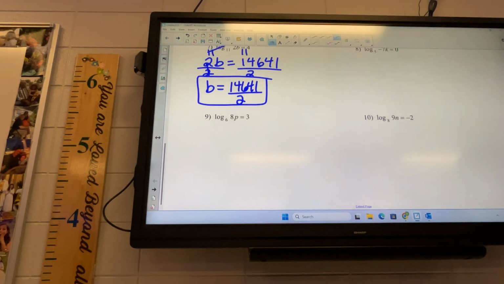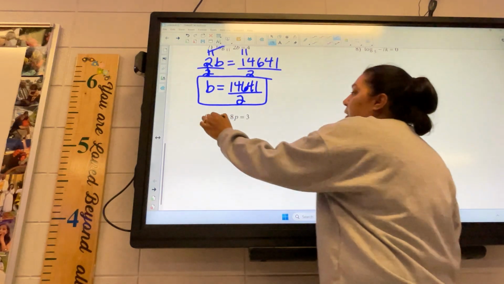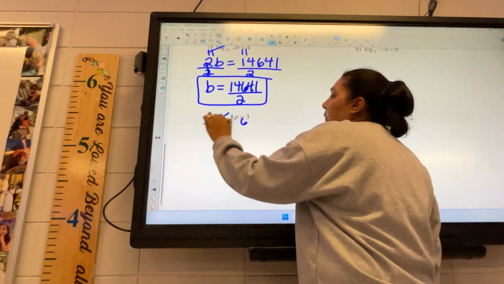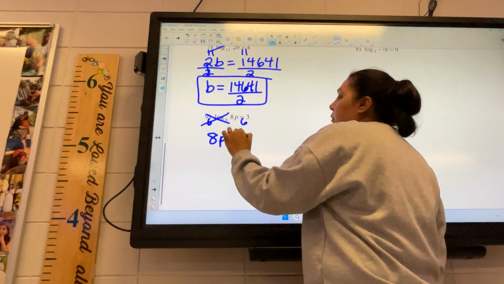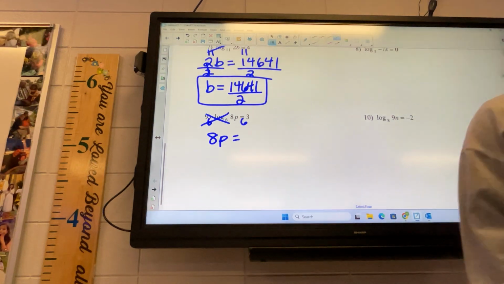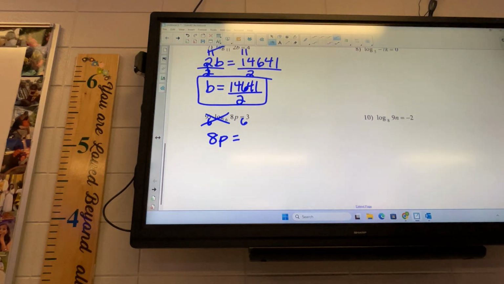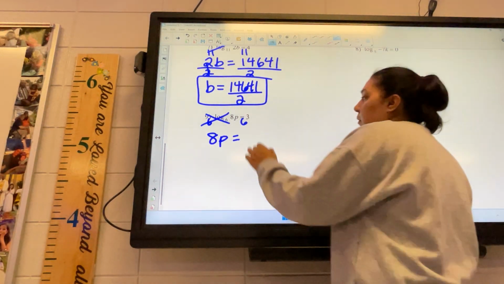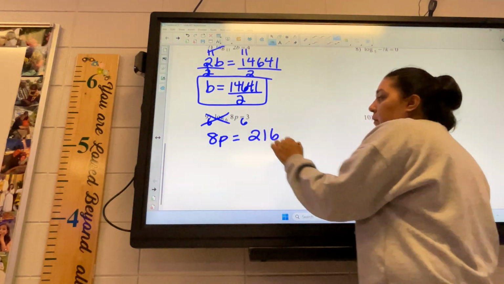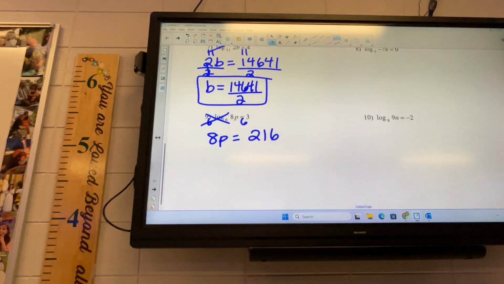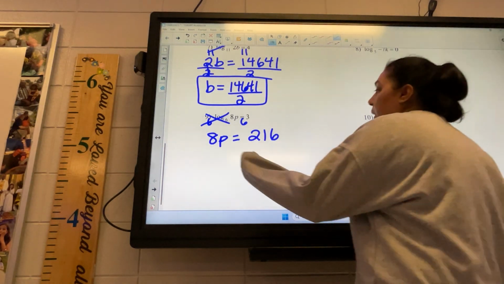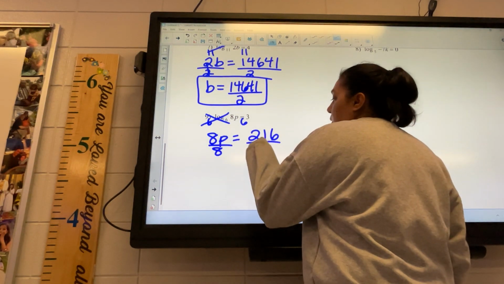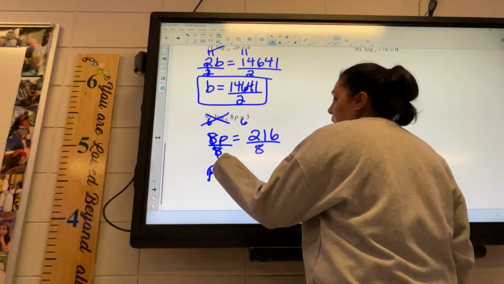Okay, number 9. We're gonna raise both sides to the 6th power. So we get 8p. What is 6 to the 3rd? 216. Divide by 8 on both sides. P equals 27. Yes, P equals 27.